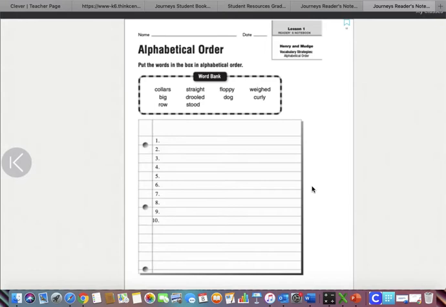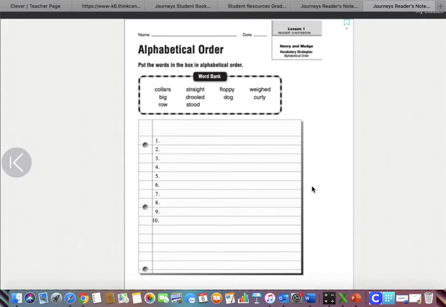Keaton? Floppy, right. Is it just one word that starts with F? Or is there more than one word that starts with F? Yeah, there's just that one word. So we can write floppy for number 6. F-L-O-P-P-Y, floppy. And then after you write floppy down, you can put a little line through it, like we did collars and big, and drooled and dog and curly. And now we have floppy.